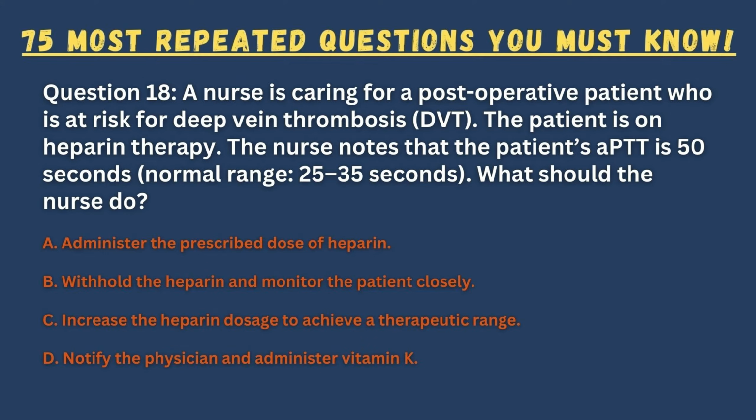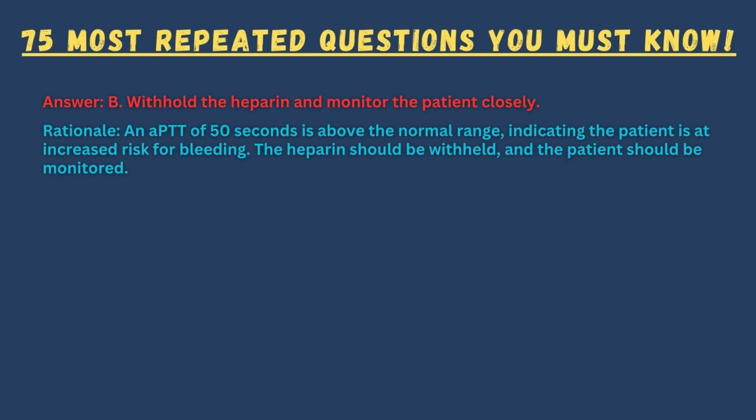C. Increase the heparin dosage to achieve a therapeutic range. D. Notify the physician and administer vitamin K. Answer: B. Withhold the heparin and monitor the patient closely. Rationale: an APTT of 50 seconds is above the normal range, indicating the patient is at increased risk for bleeding. The heparin should be withheld, and the patient should be monitored.